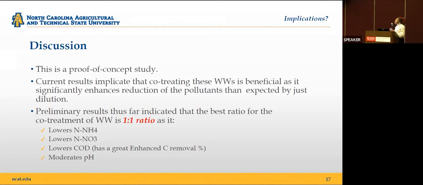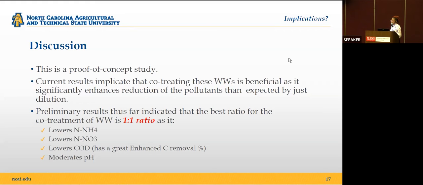So what are our implications from this study? I would like to start off by saying this is a proof of concept study, and we just wanted to see how well this will do in actually being a method of tertiary treatment for wastewater remediation. And so far, we found that current results implicate that co-treating these wastewaters is indeed beneficial, as it significantly enhances the reduction of pollutants like carbon and nitrogen, more than we would expect by just diluting these wastewater products.